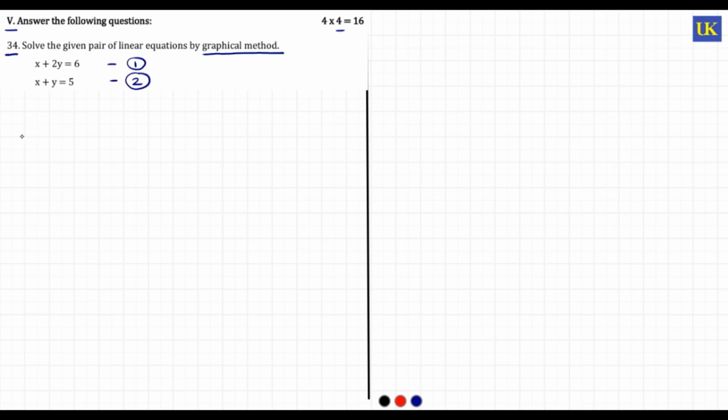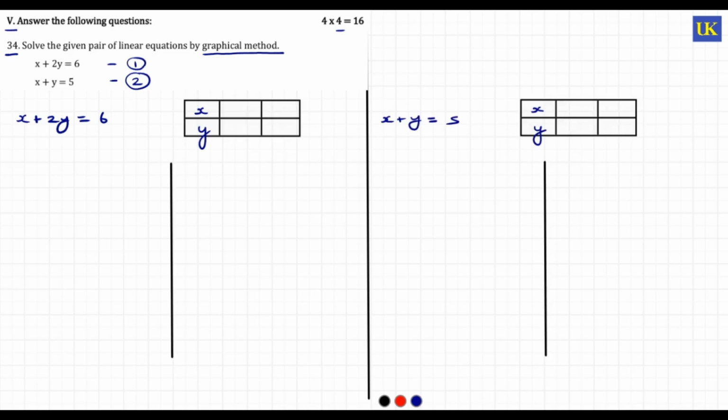So now what we'll do, we'll take the first equation, x plus 2y is equal to 6. Okay, and we have to find 2 points for this particular equation so that we can plot these points on the graph. So now guys, what I have done is I have written the first equation here and I have drawn one box here. Similarly, I have written the equation 2 and I have drawn one box for equation 2.